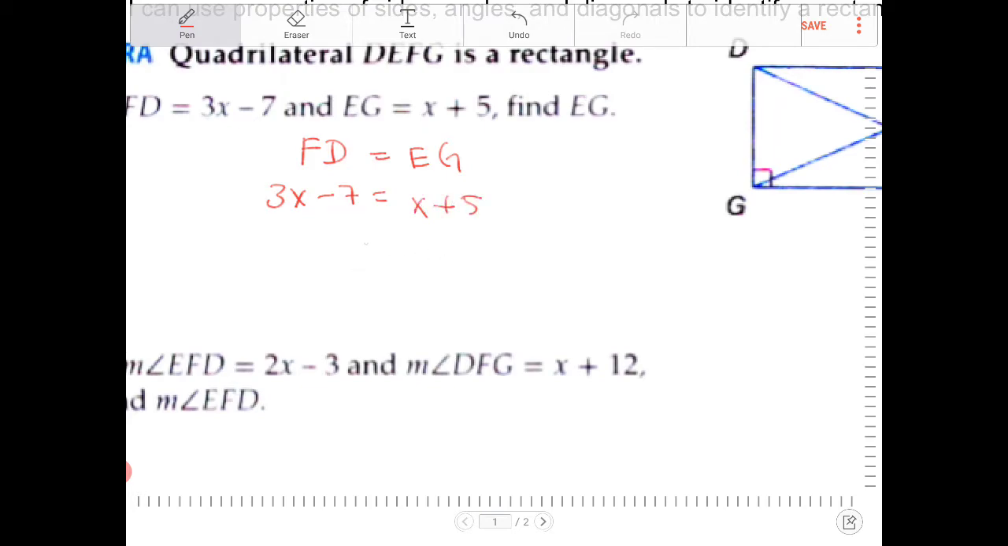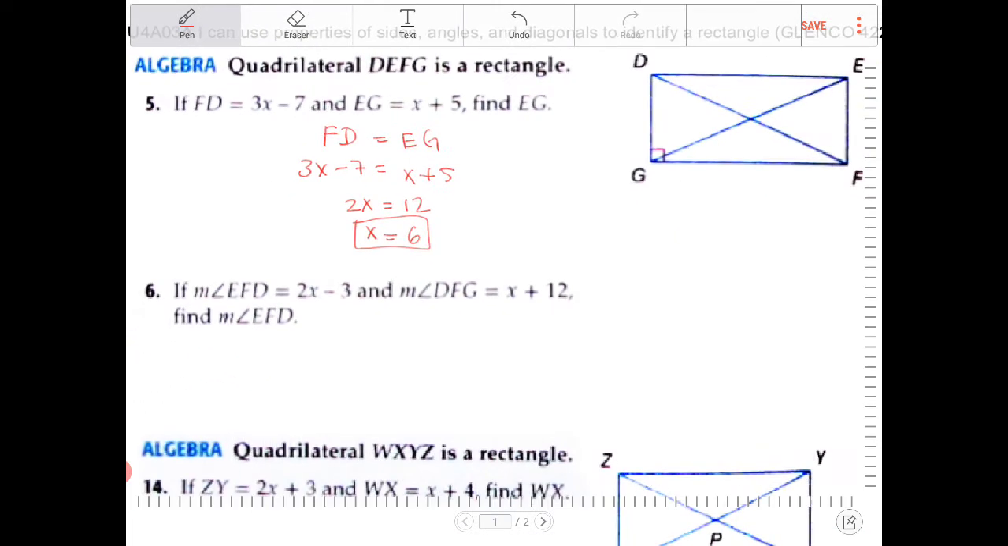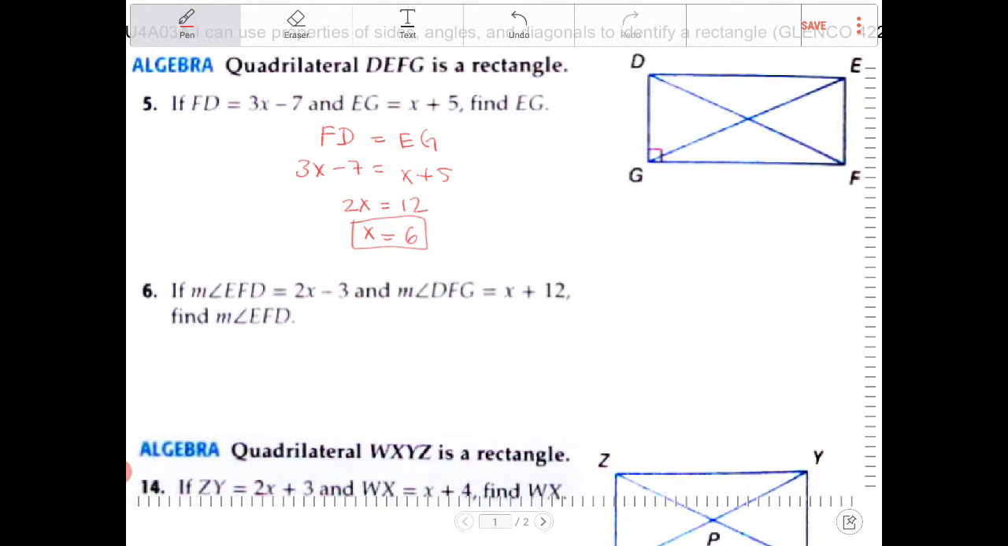So I can solve for x. Subtract x, I get 2x, add 7, I get 12, divide by 2, I get 6. And the question says to find out what EG is. So if x is equal to 6, then that means EG is equal to 11.